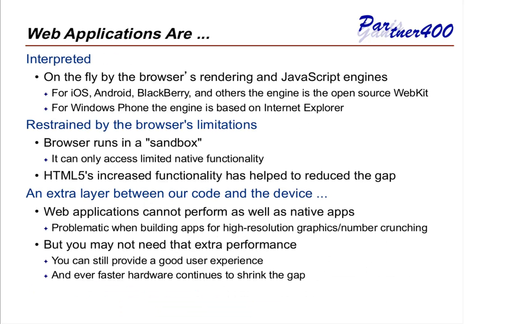So web applications basically are interpreted on the fly, as with any browser. The browser runs in a sandbox and can only access limited native functionality. As I said, those limits are disappearing slowly, but the net of it is that there's always an extra layer between your code and the device, and therefore they can never perform as well as a native app. You have to make the decision as to whether you need that extra performance.